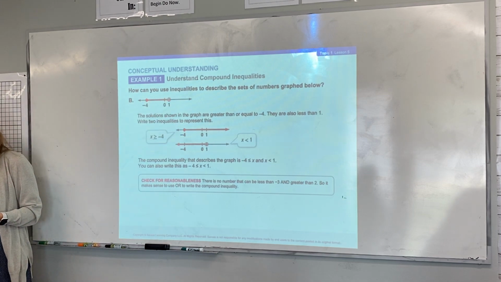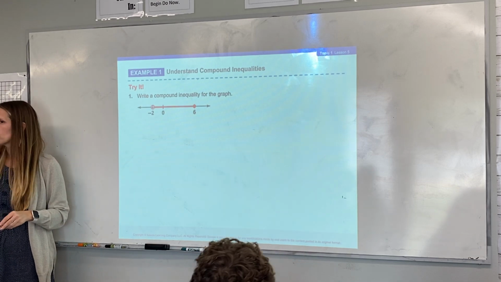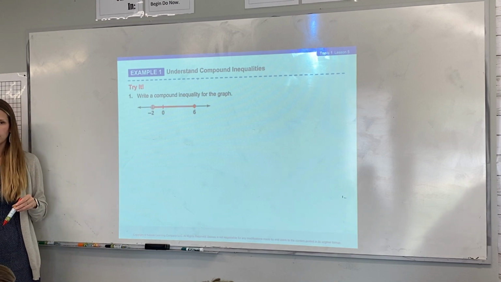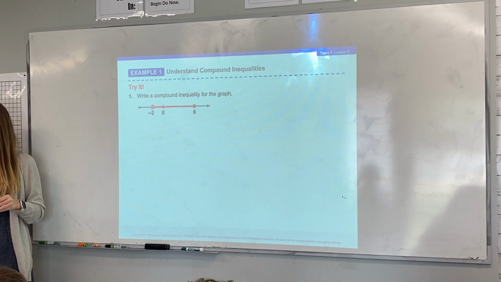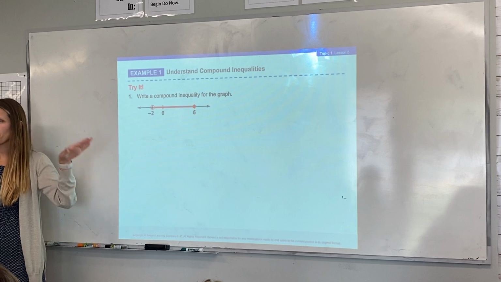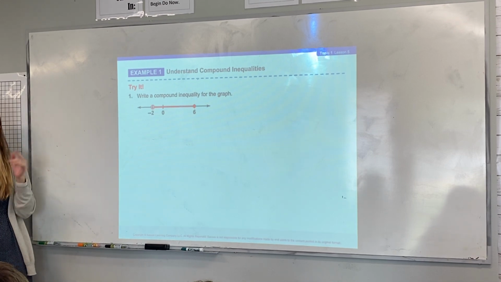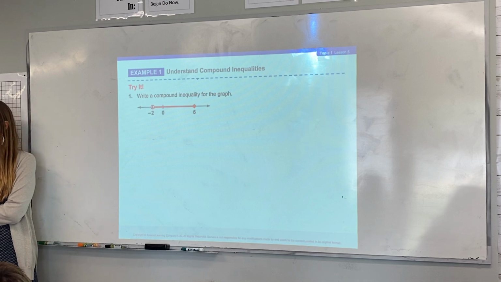Okay, I want you guys to write this one. Is it an "or" or an "and"? It's an "and." Good, because it's in between. So is it going to have two separate inequalities, or is it going to have an in between? It's conjoined. In between, go ahead.